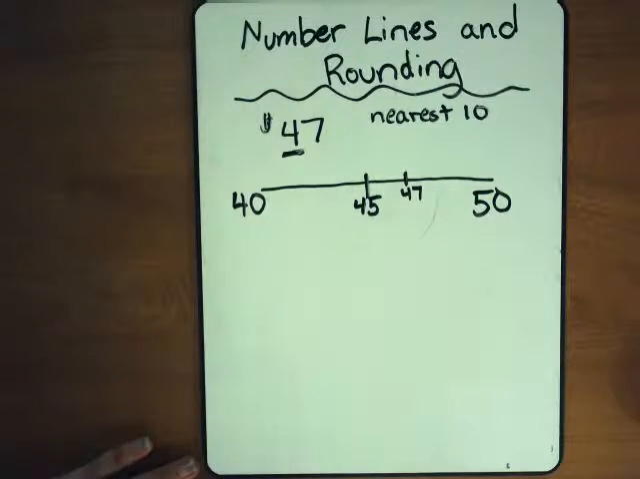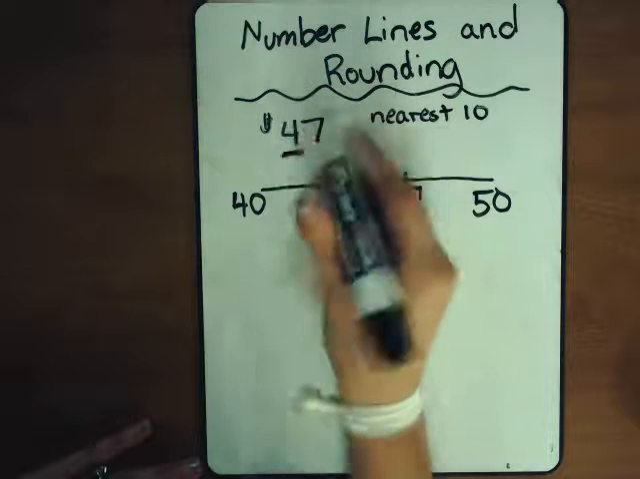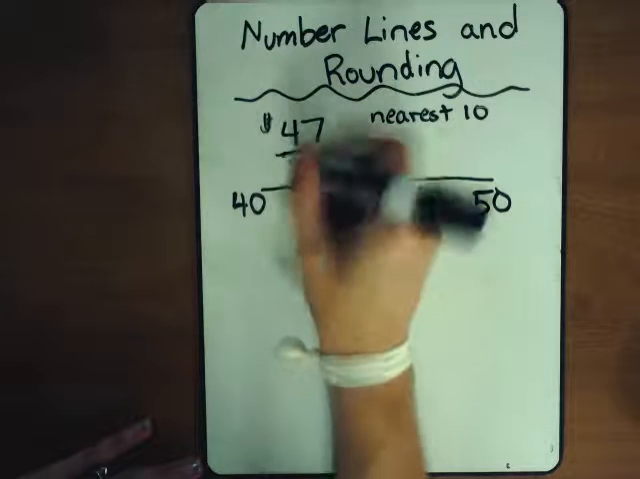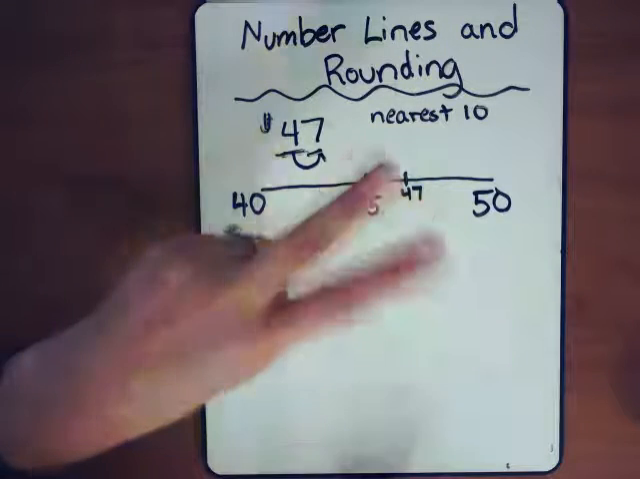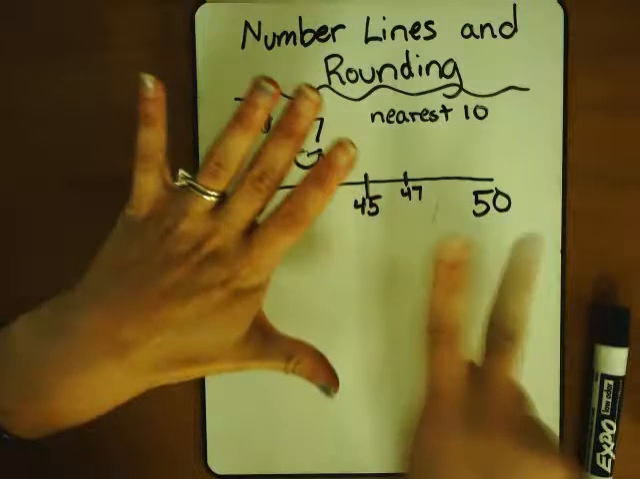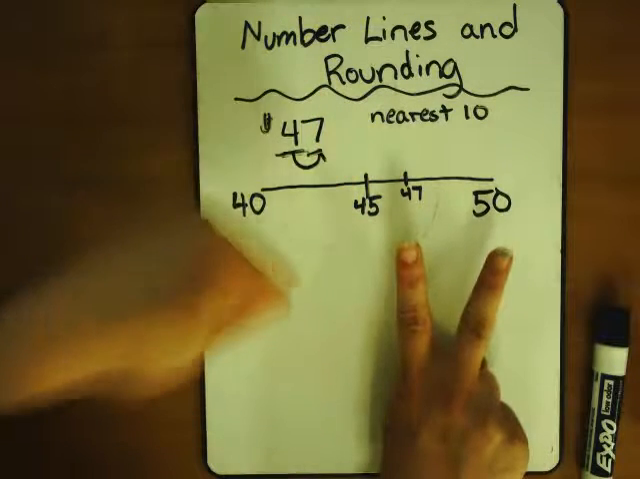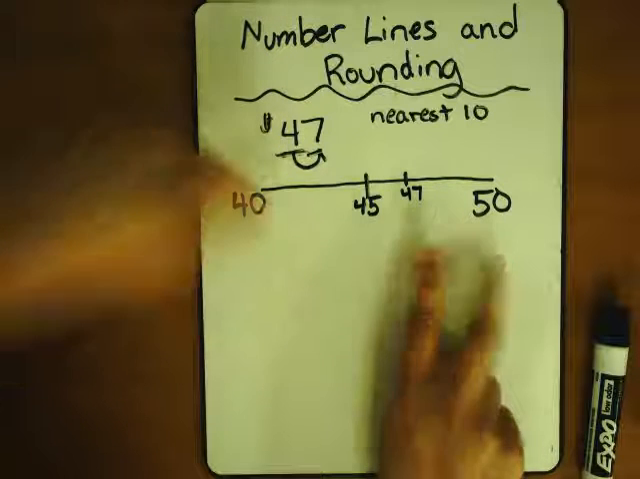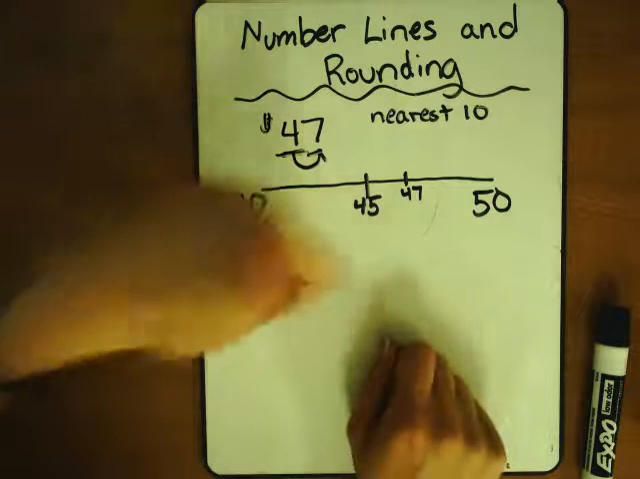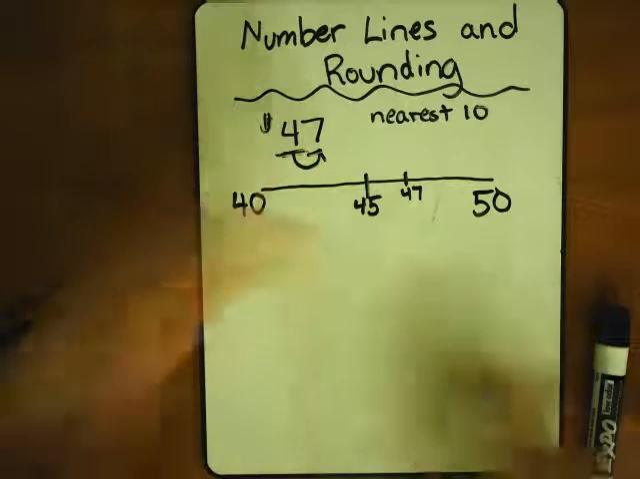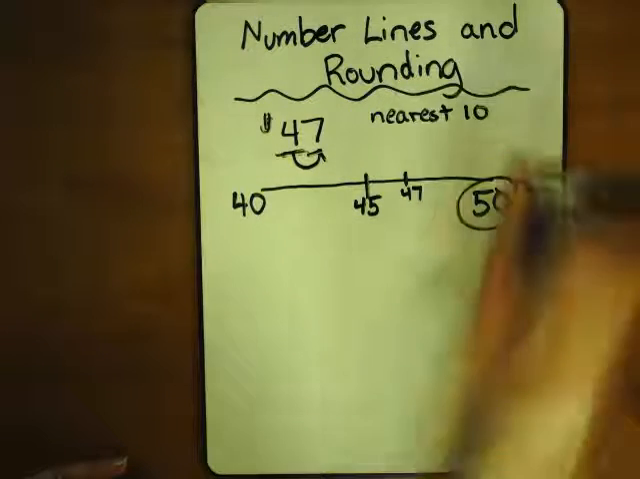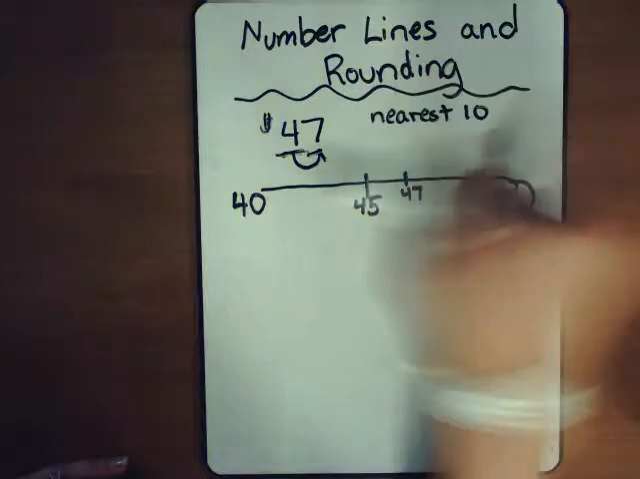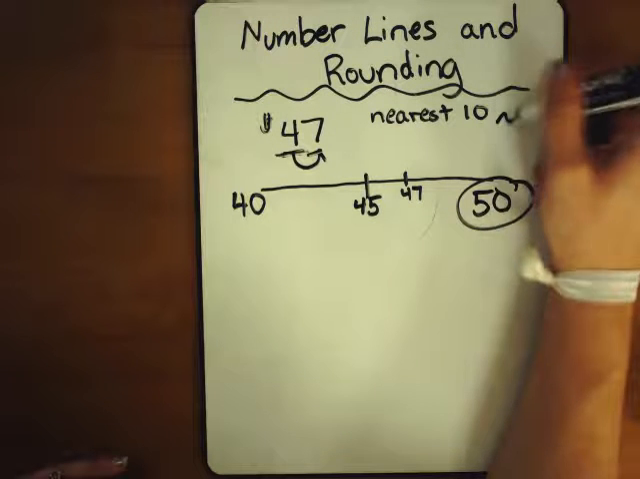But another strategy I can use if I don't want to use a number line is if I underline the digit that I'm rounding to, I can take a look next door and count that number. 1, 2, 3, 4, 5, 6, 7. When I see that thumb, then I know that I'm going to round to the next 10 or the next 100. When I see that thumb, I round up. So 47 is closer to 50.